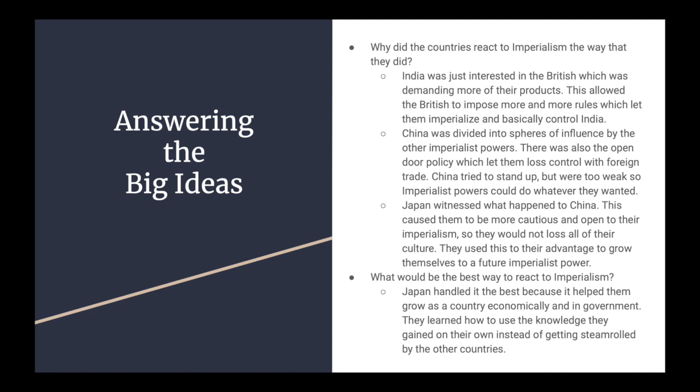Japan witnessed what happened to China, causing them to be more cautious and open to their imperialism, so they would not lose their culture. This was also their advantage to grow themselves to a future imperialist power. As Japan reacted to imperialism the best compared to the other countries, it helped them grow as a country economically and in the government. Japan learned how to use the knowledge they gained on their own instead of letting other countries control them.